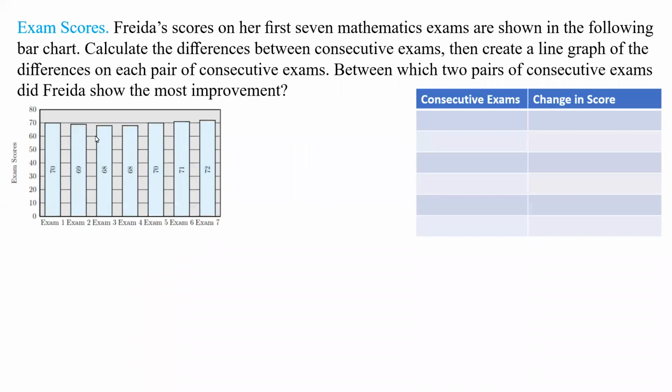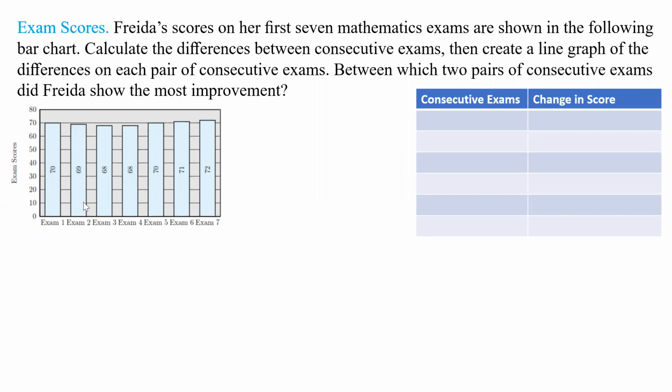Now this is a good example here. If we just look here and we were told, what is the biggest difference? Just looking at those, we really wouldn't know. But what we're going to do is look at the difference from exam 1 to exam 2 and exam 2 to exam 3 and so on. We're going to make a table calculating the differences between the consecutive exams. So we take the latter exam minus the first exam and go from there. Then, once we get those, we're going to create a line graph of the differences. That should show us a lot better which pair has the biggest difference.